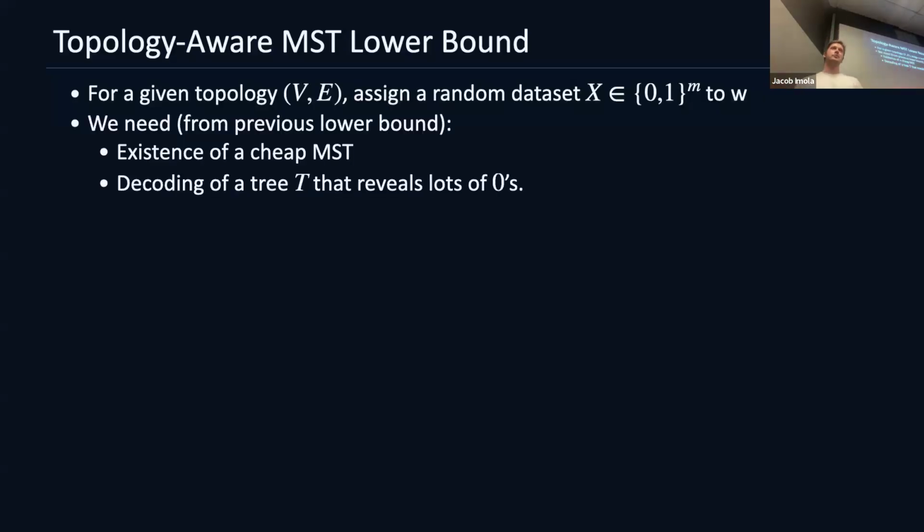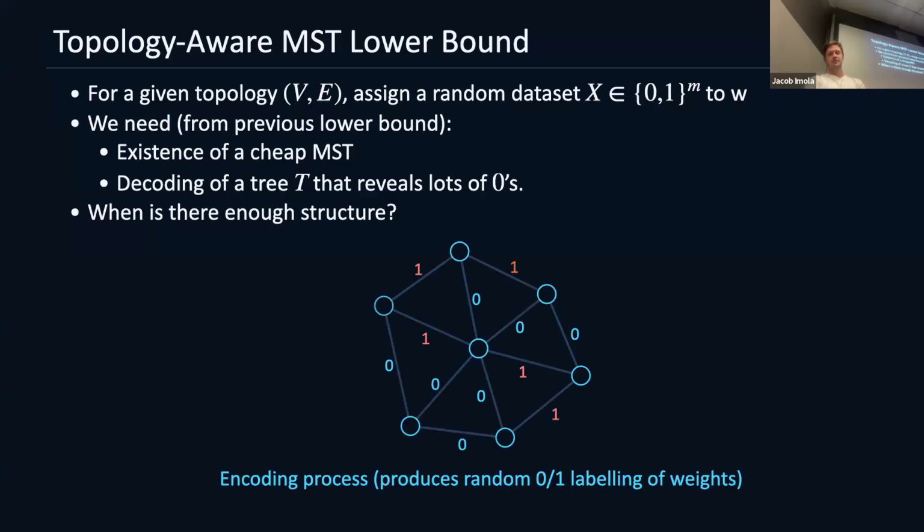On a really high level, we need there to be a cheap minimum spanning tree in order to convert additive error into a reconstruction error. And we also need a way to decode the tree that is given when we run the MST algorithm. We want a decoder that reveals a lot of zeros. So the question is, when is there enough structure in the topology that will guarantee these two things? And I just drew a topology and showed, okay, we're going to put zeros and ones on the weights at random.